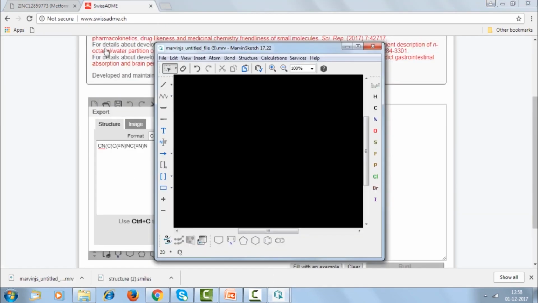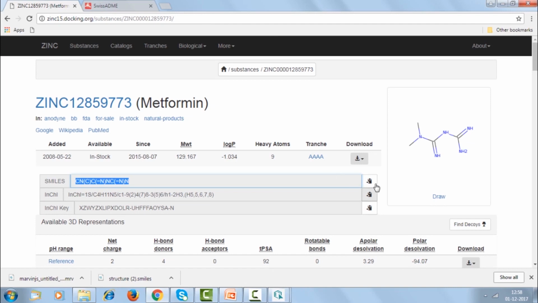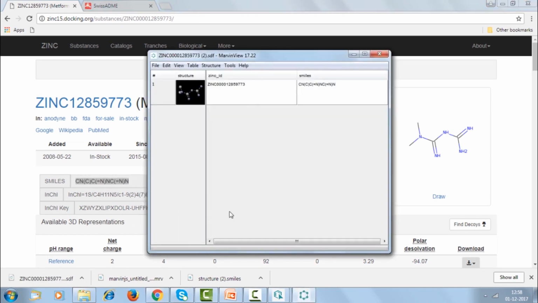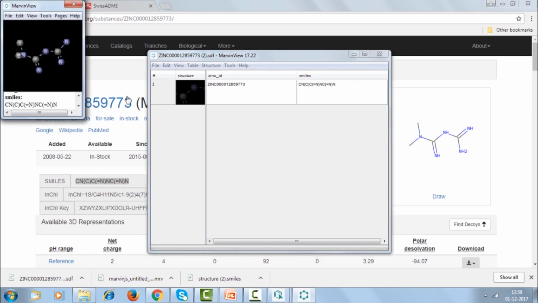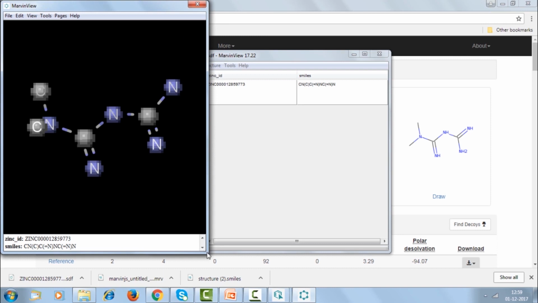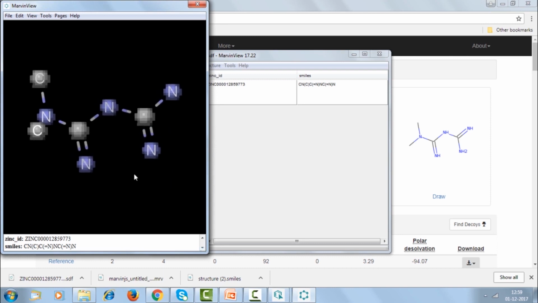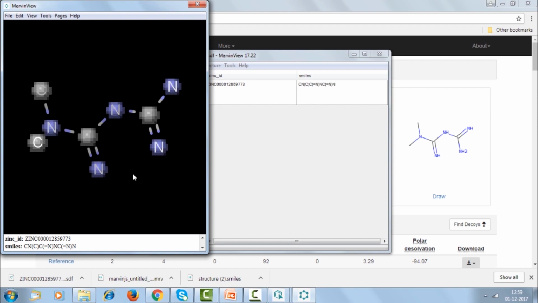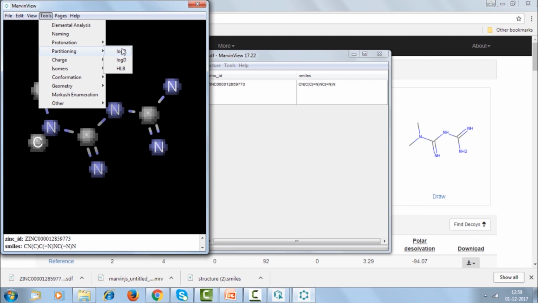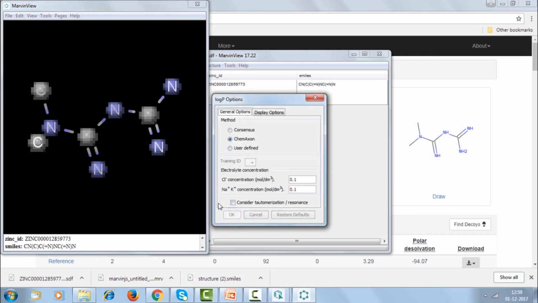Another approach maybe we can do it through the SDF approach. SDF itself we can open using MarvinView. So it gives you the metformin. As you know, metformin has a lot of nitrogens here. And you can look at the log P. You will see it is very negative because it is highly hydrophilic.